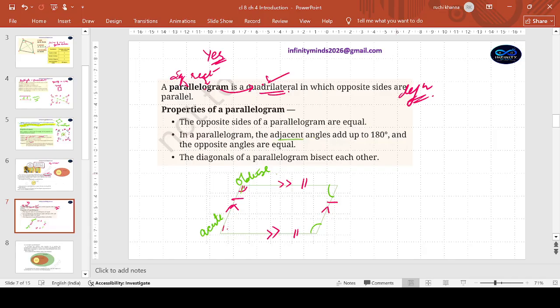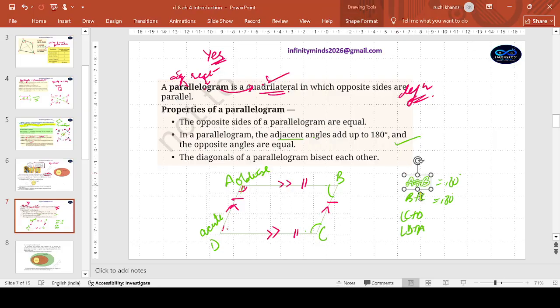It is saying adjacent. Let me name the vertices A, B, C, D. Adjacent are next to each other. So not just A and D are adjacent, B and C are adjacent, and A and B are also adjacent. Yes. A plus B, B plus C, C plus D, D plus A. Of course, angle symbols would come. All these individually would add up to 180 degrees. That's what is being conveyed. Adjacent angles adding up to 180 degrees.